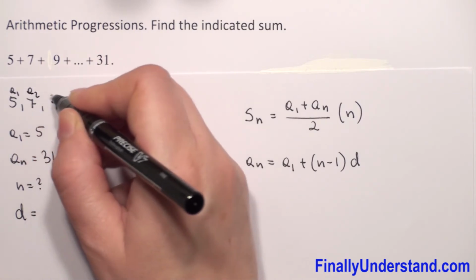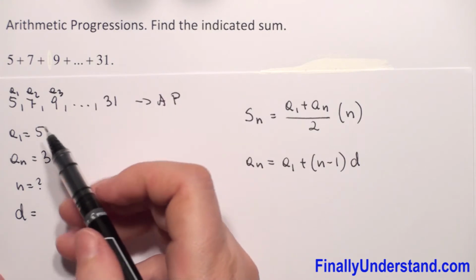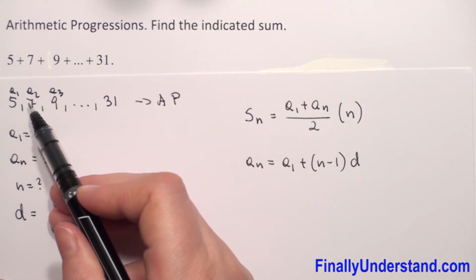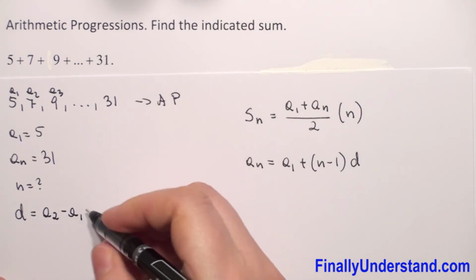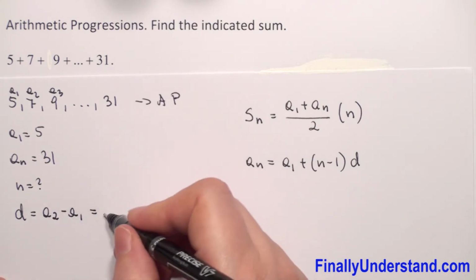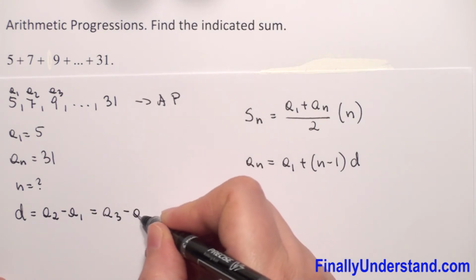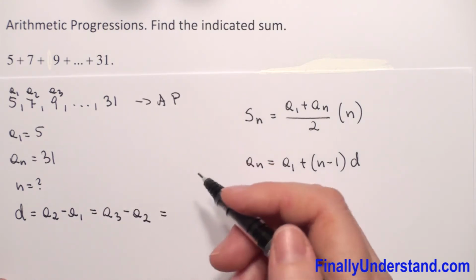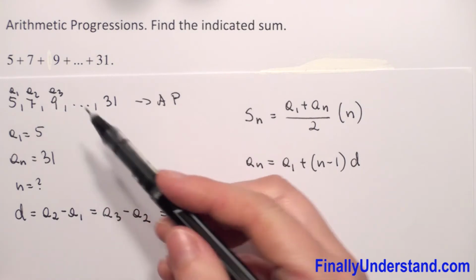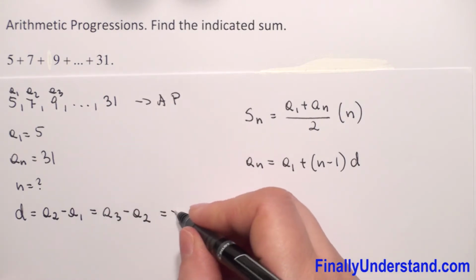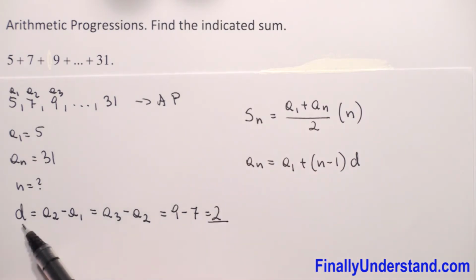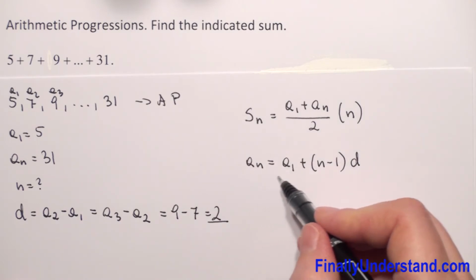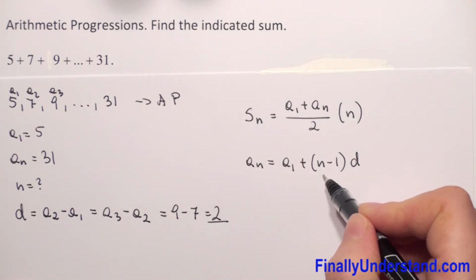Let's label the terms a1, a2, a3. We can subtract a1 from a2, or a2 from a3. So let's choose a3 and a2. It will be 9 minus 7, so this is equal to 2. We have the common difference, so we can go to this equation and find the n.